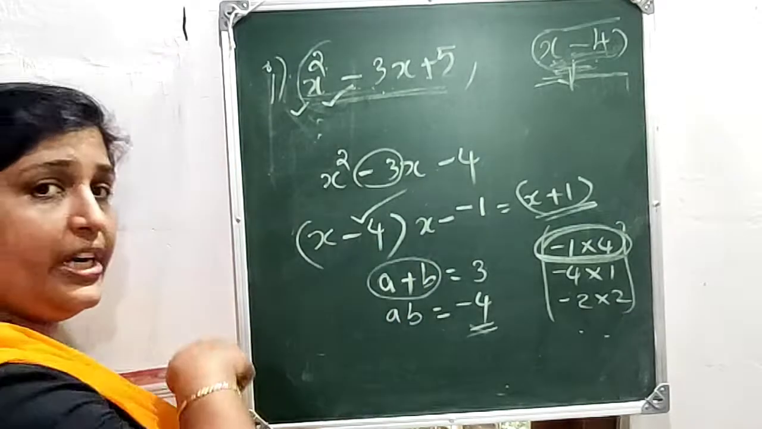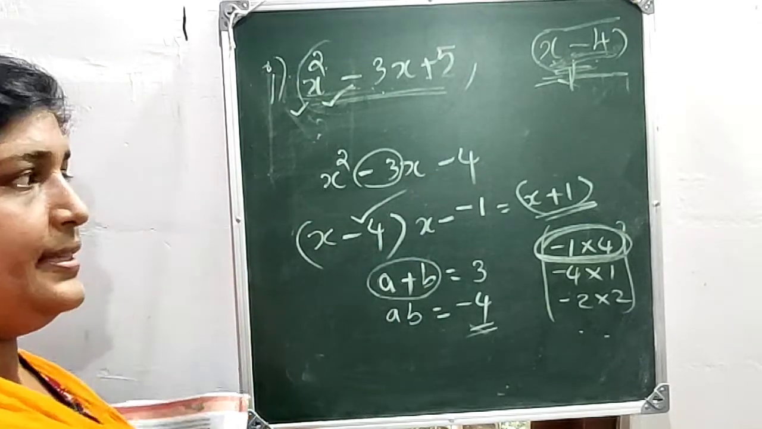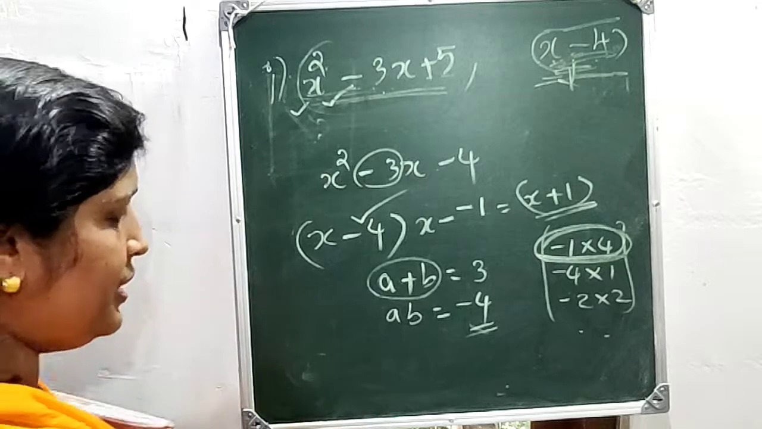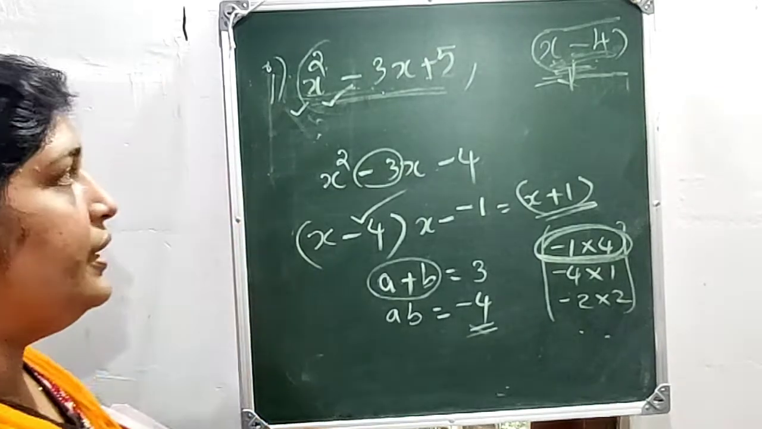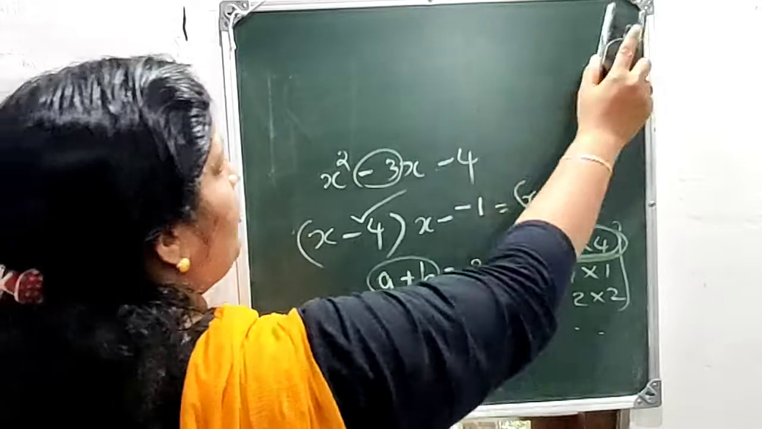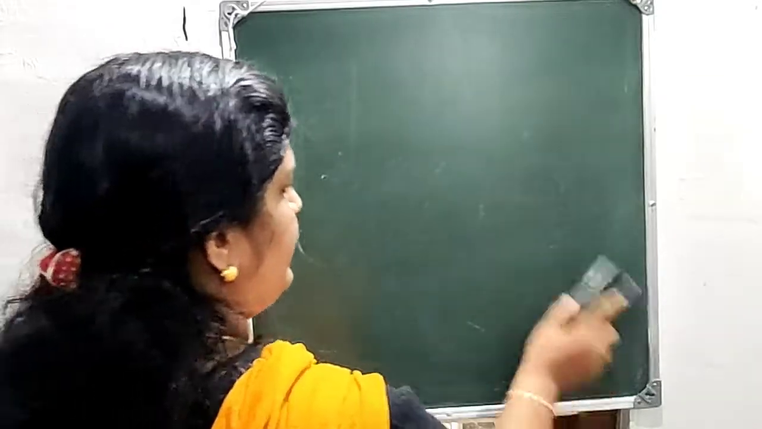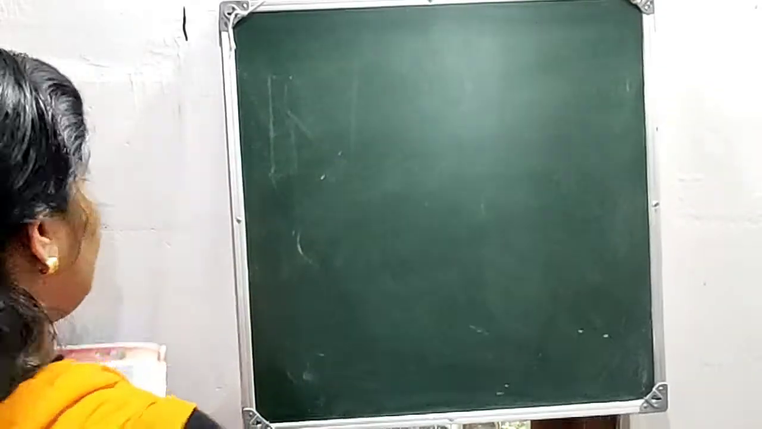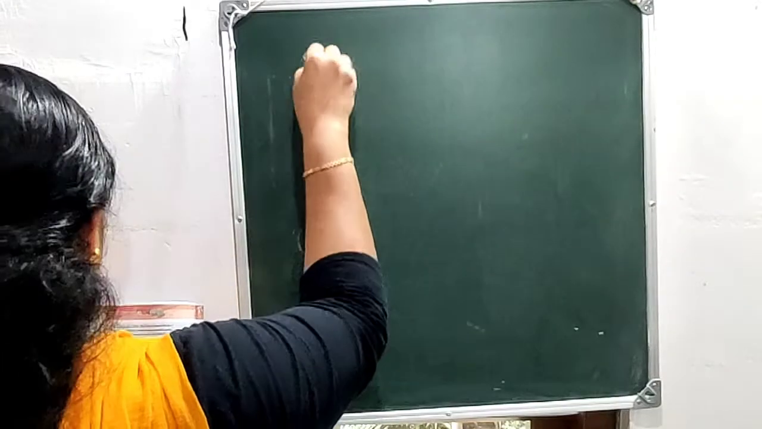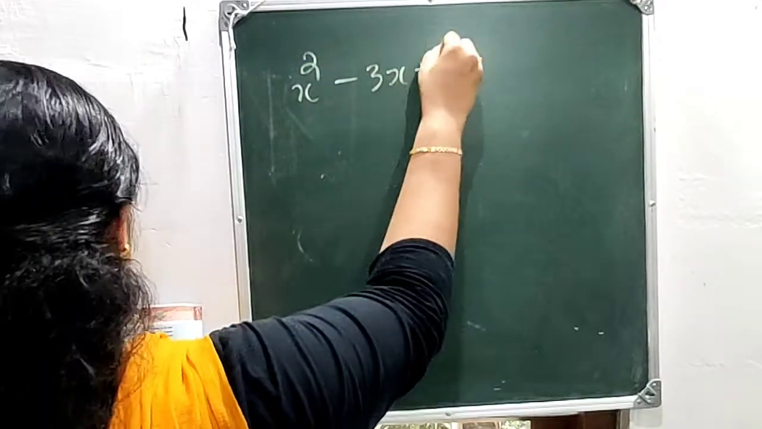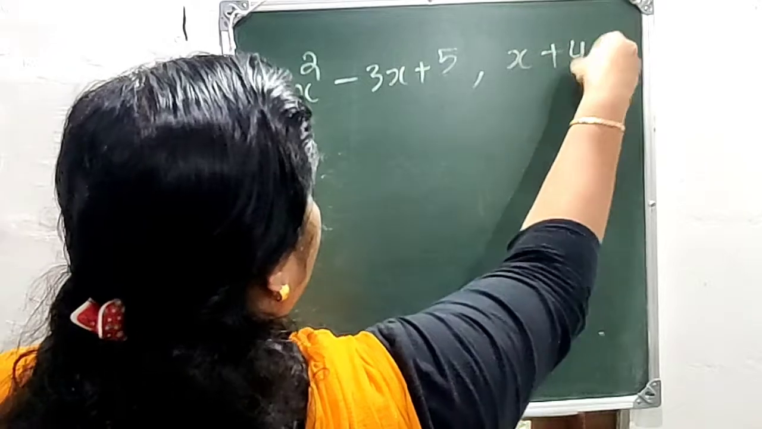These problems we already did in the last exercise. So this is how we solve this problem. And next we are going to do another problem like this. The second problem, the question is x square minus 3x plus 5 and x plus 4.